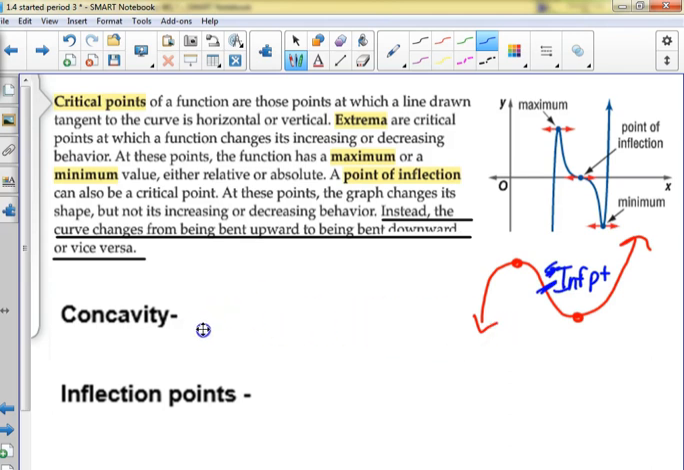So concavity, again, this is concave up, either that bend or that bend. I always talk about it as the happy face. This is concave up.